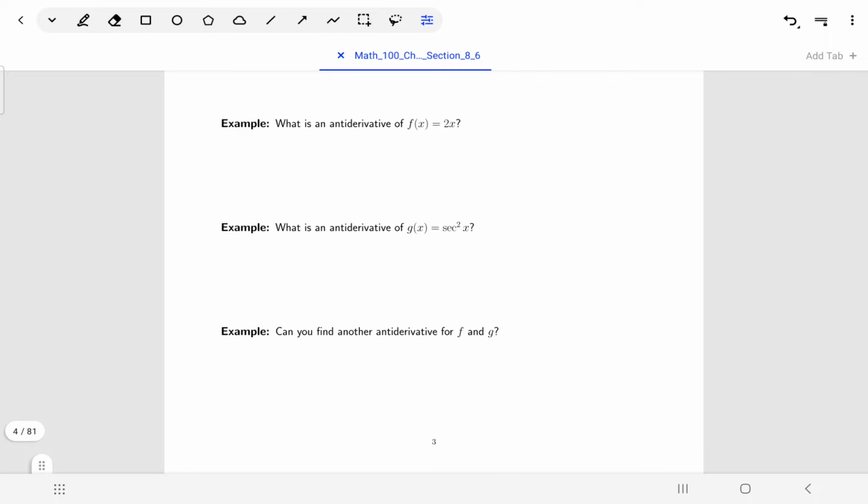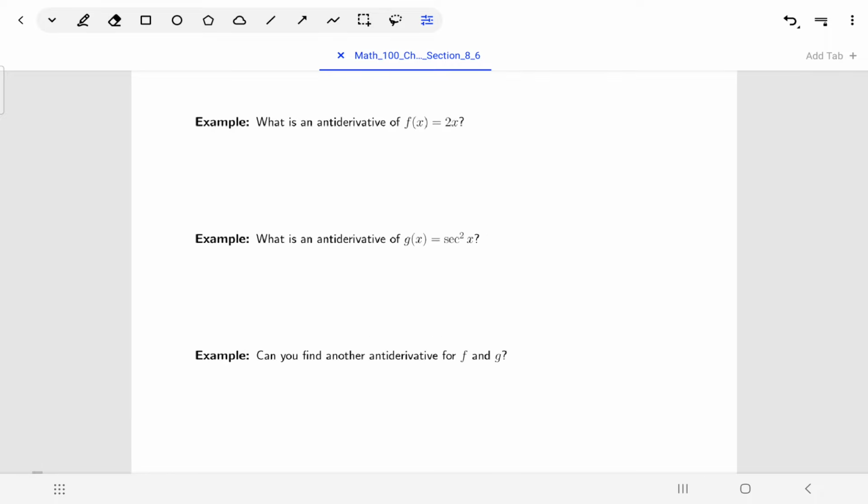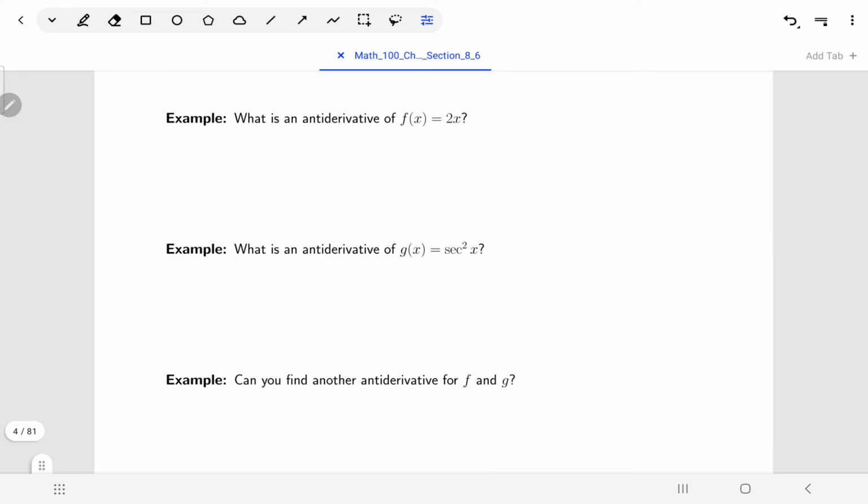So let's look at some examples here. The first one, I have a function 2x. When I find the antiderivative, I'm asking myself, what's a function whose derivative is 2x? Right away, I'm thinking about my function capital F of x being x squared. I know that's an antiderivative of 2x, because if I take the derivative of capital F of x, the derivative of x squared is indeed 2x.